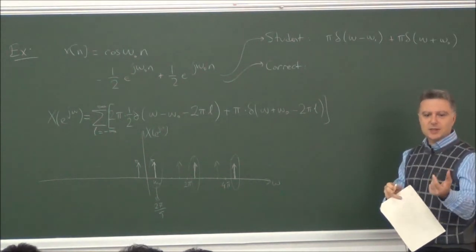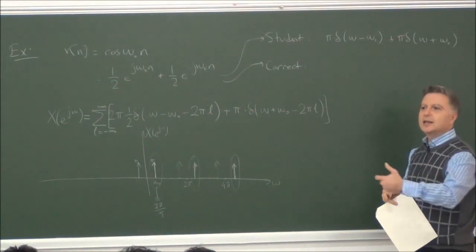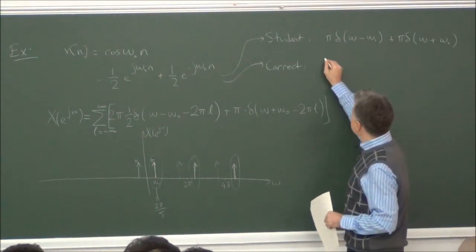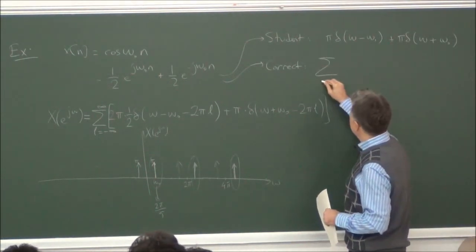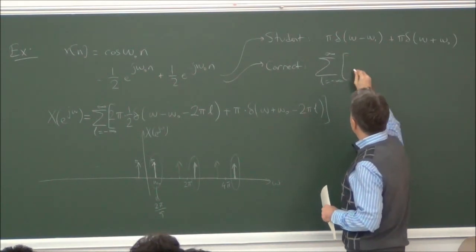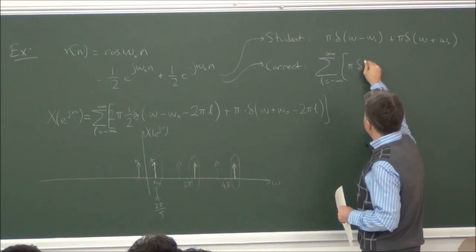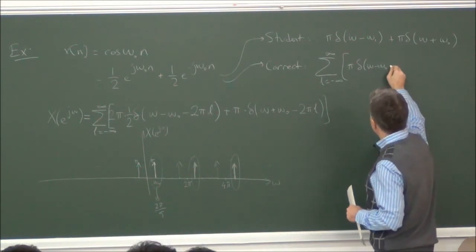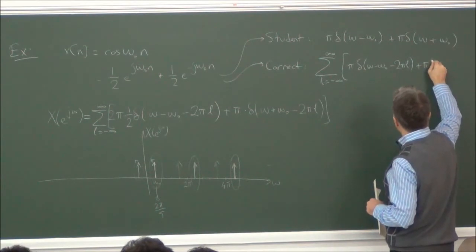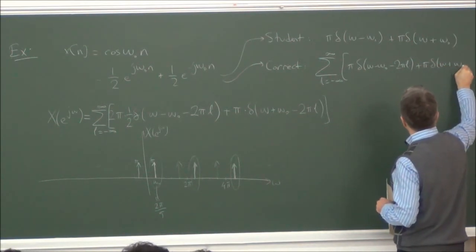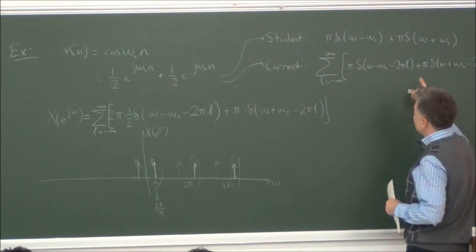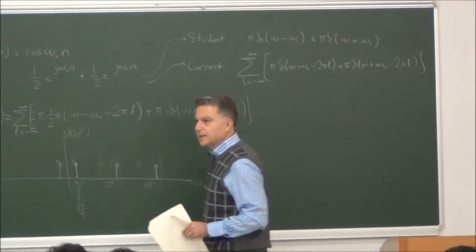These two Fourier series coefficients are the distinct coefficients. They must repeat themselves 2 pi periodically. So the correct answer is, as here, the sum over L from minus infinity to infinity of pi delta(omega minus omega 0 minus 2 pi L) plus pi delta(omega plus omega 0 minus 2 pi L). And this is the correct answer that I expect.